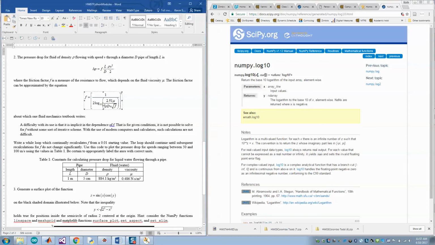So the whole problem with this equation is that you can't isolate f on one side of the equation to get an explicit equation in f. So you need to use what it suggests here, an iterative scheme, to be able to find what f is.